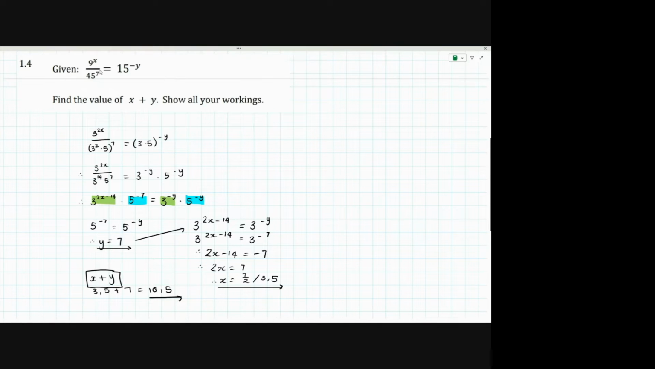And like you can see in this one, the prime bases helped me because I ended up having the same bases on the left as what I had on the right. So then I could start actually working with my equation. Good question.